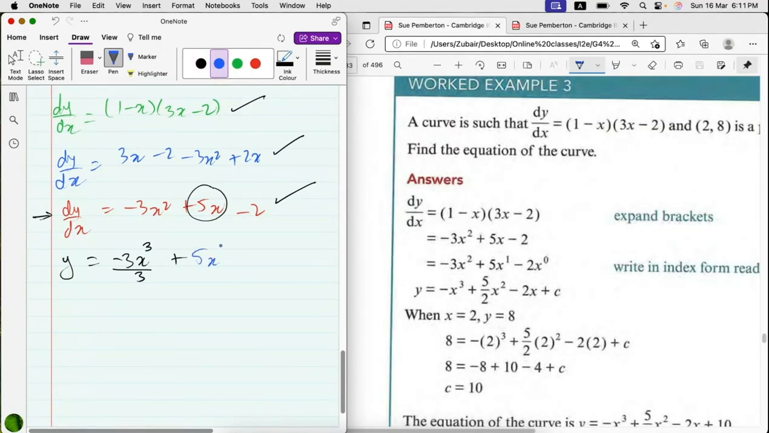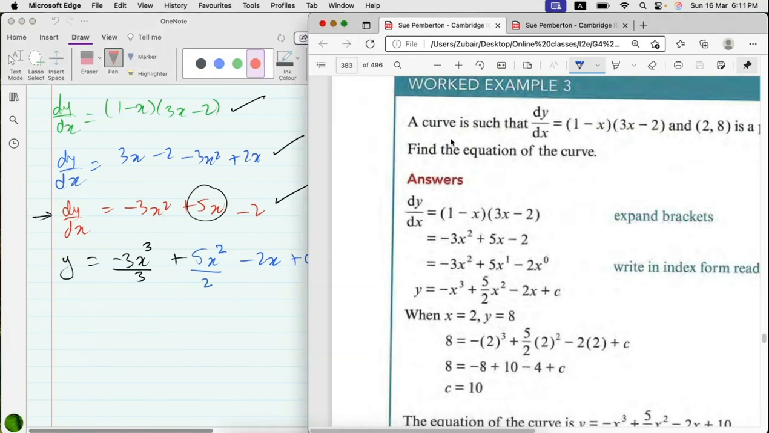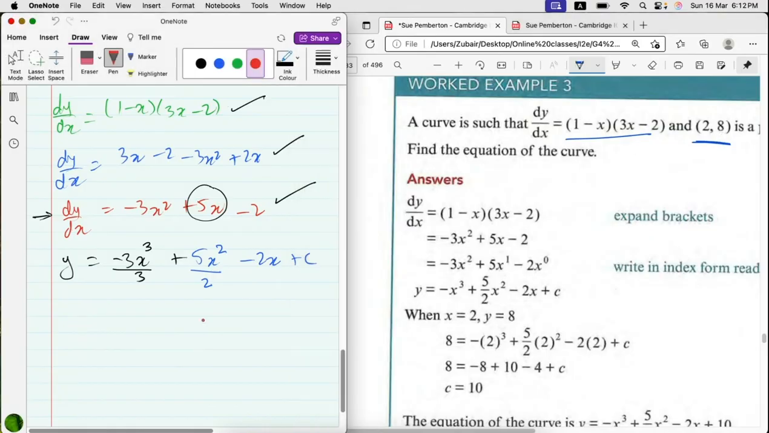5x, power plus 1 is 2, over 2. Last is the constant. There is actually x with power 0, so x to the 1 over 1, plus c. Now see, the question has some extra information: a curve is such that dy by dx is given as such, and 2 comma 8 is a point on the curve. So x is given and y is given, to find c.